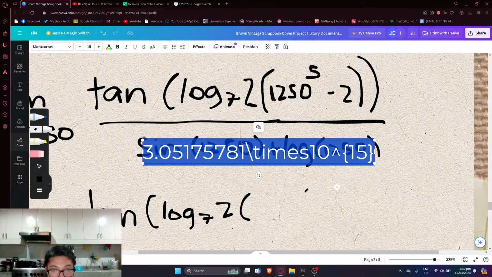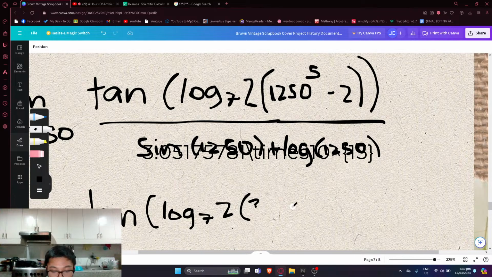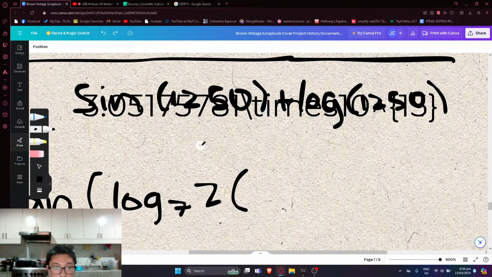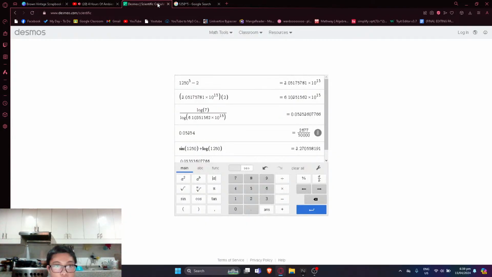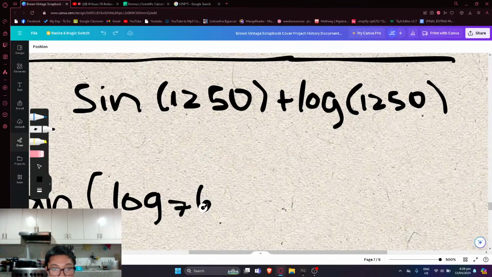So we must really zoom it in. Direct na lang, direct. Log to the base of 7. 6.1035.